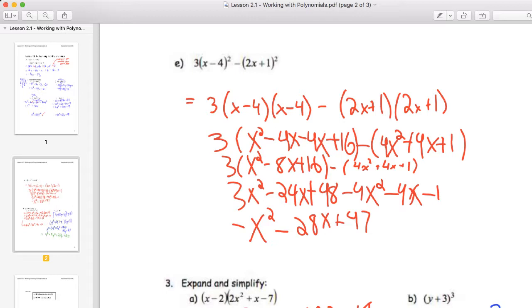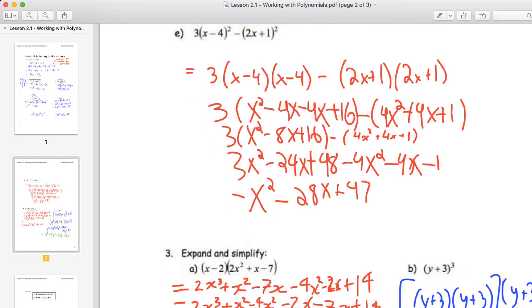And once it's inside of the brackets and all grouped, then we can actually multiply that 3 inside as well. So x squared minus 8x plus 16 times 3 becomes 3x squared minus 24x plus 48. And then 4x squared plus 4x plus 1 times negative 1 becomes minus 4x squared minus 4x minus 1. And then after all of that, we do our final grouping.